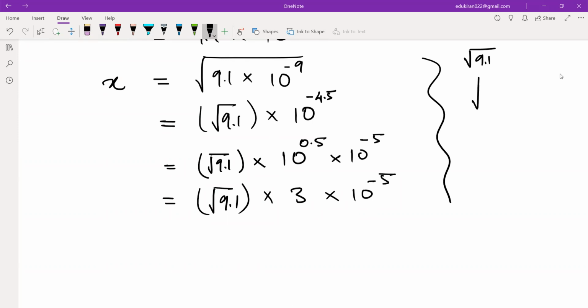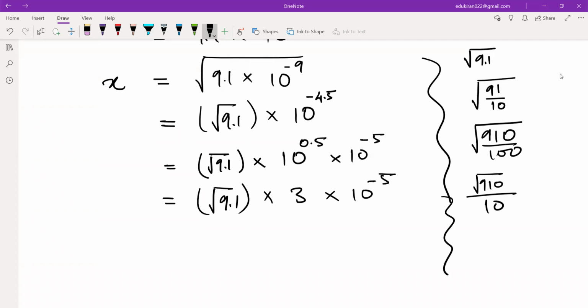So I can write this as under root of 91 upon 10, or I can also write this as under root of, if I multiply both things by 10, this will be 910 divided by 100. So I can write this as under root of 910 divided by 10. Correct? Yes or no? Yes. So now it will be easier to approximate the square root of 910.